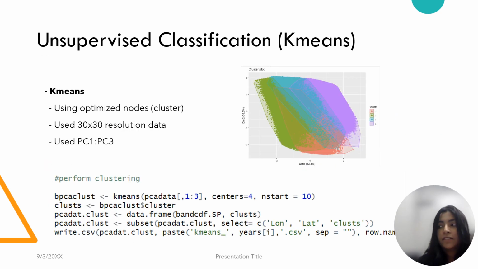Our first classification method is K-means. It uses distance from the node to find the classification result. We used the optimized node number from the previous elbow method result and applied it on the PCA scores from PC1 to PC3, and the raster resolution used for this data was 30 by 30. Here we have provided the code we used for clustering our data, and this plot classifies our data into 4 categories. The 4 colors define the 4 types of clusters.